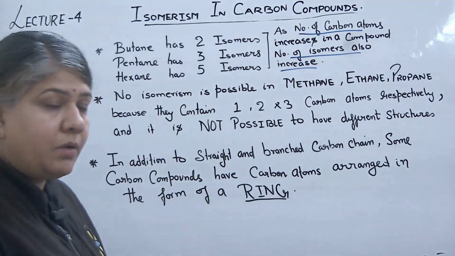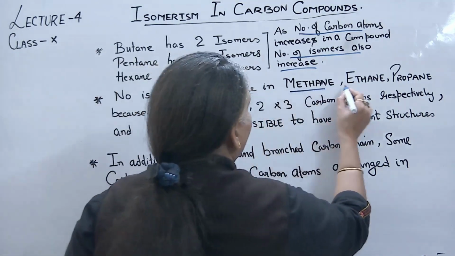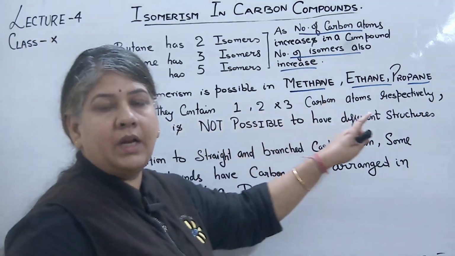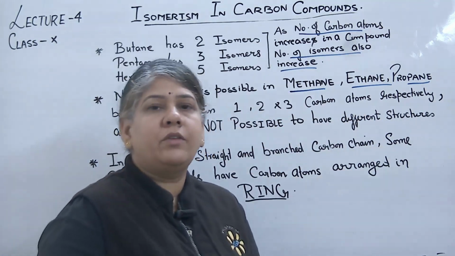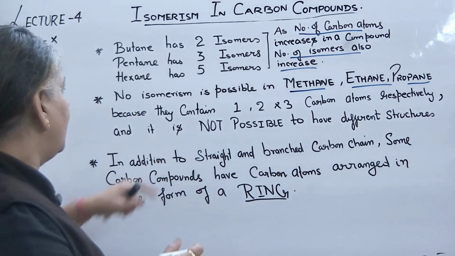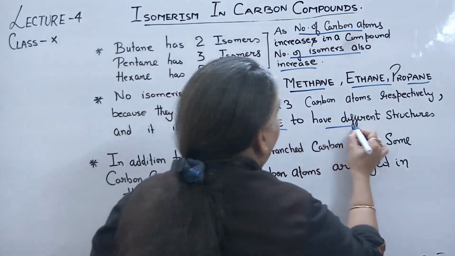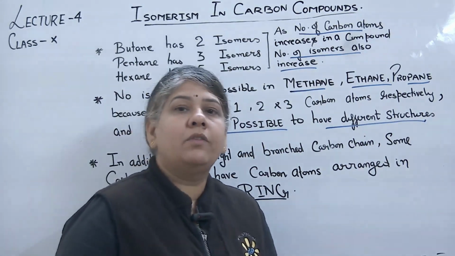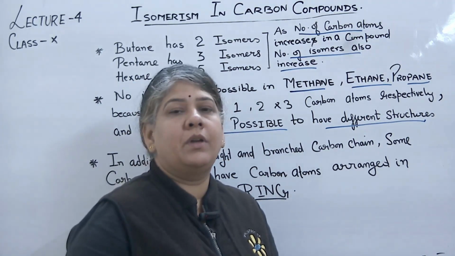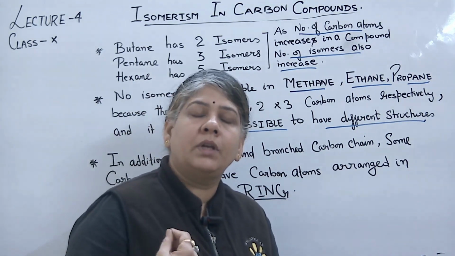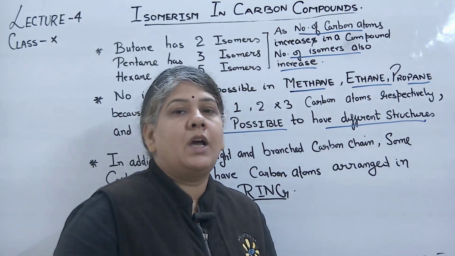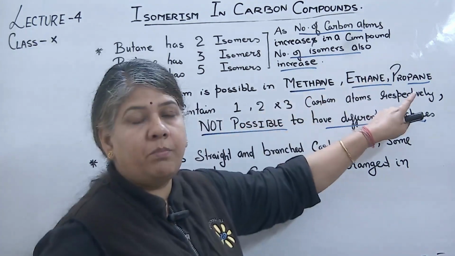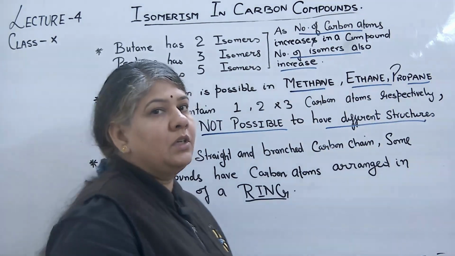See, no isomerism is possible in methane, ethane, propane, because they have 1, 2, and 3 carbon atoms, and only one structure is possible. So it is not possible to have different structures in them. So the question is often asked, isomerism begins from which carbon compound? So the answer will be butane, because methane, ethane, propane will have just one structure.